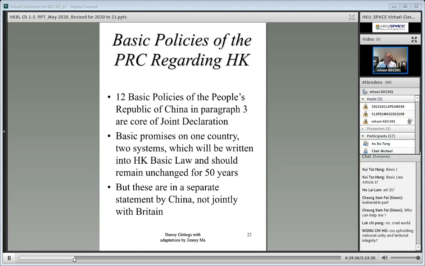Has anybody tried to find out what Article 31 of the Chinese Constitution says? Article 31. Have you tried to look it up? And if you have, please tell me what it says.